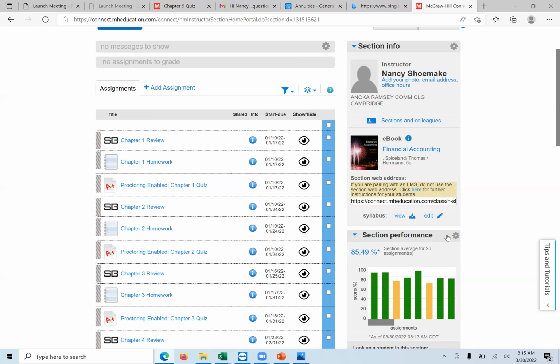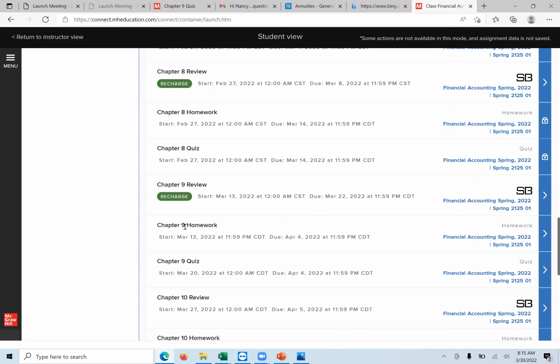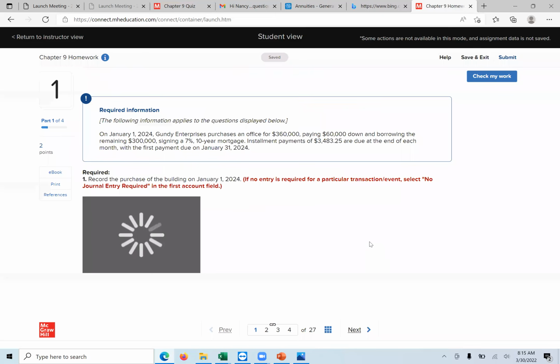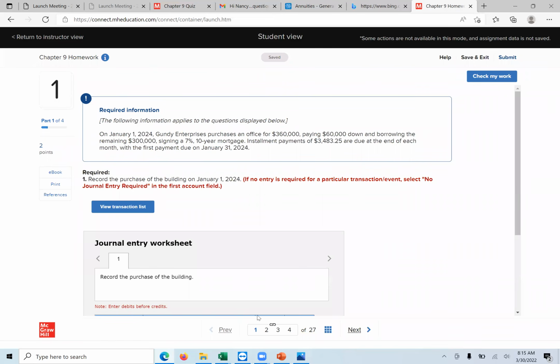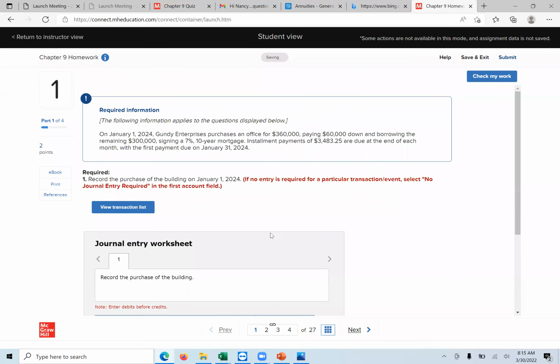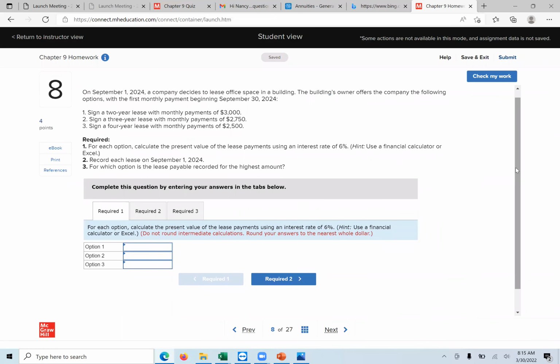Okay. I got this up. So let's look at a problem. So let's go to number 8. Now, this one wants us to find the present value of these various payments.